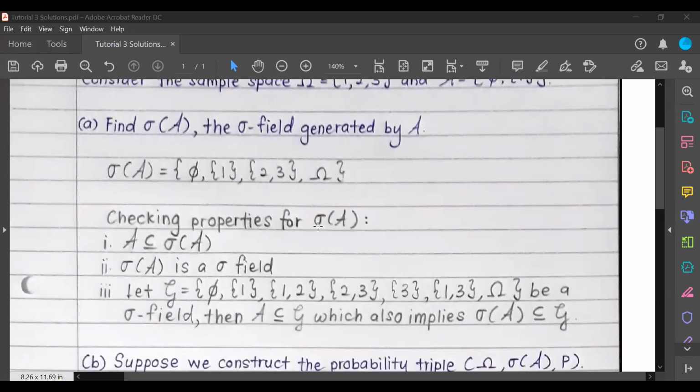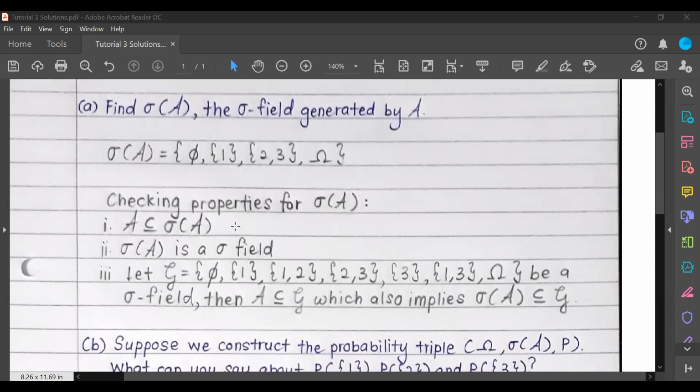So this is my sigma field generated by A. And there are 3 properties to be checked to show that this is a sigma field generated by A, but I'm not sure if this is necessary to be shown. No, you don't have to. All right, so this is right.